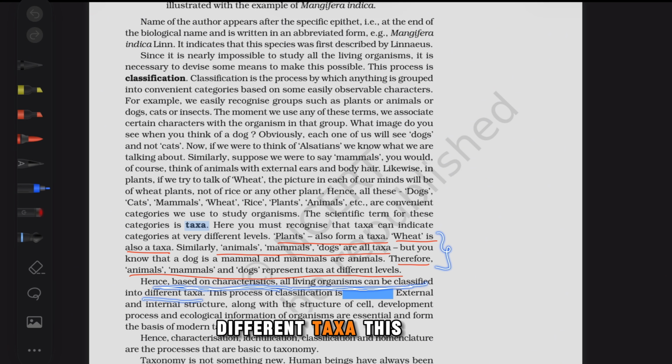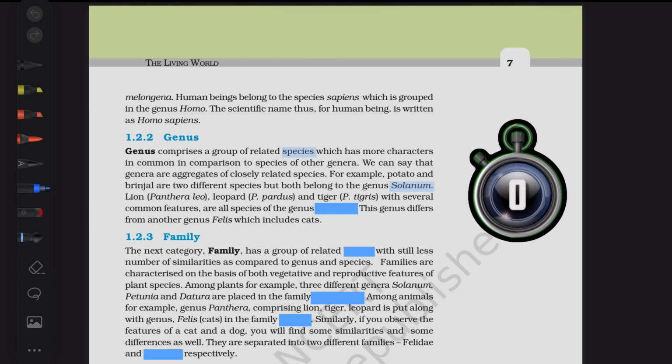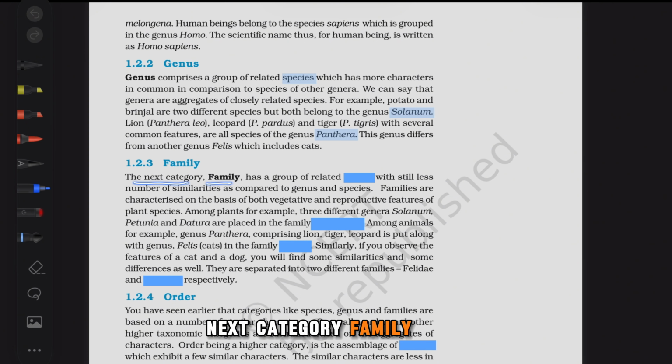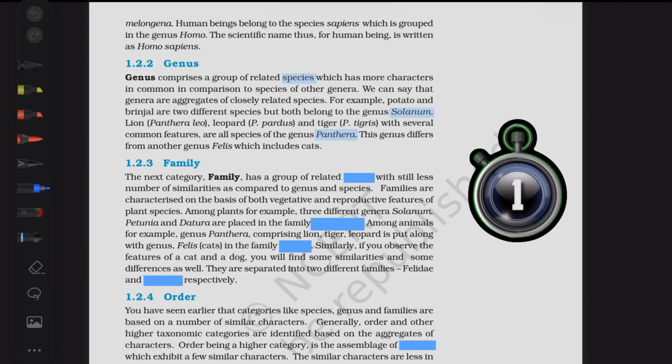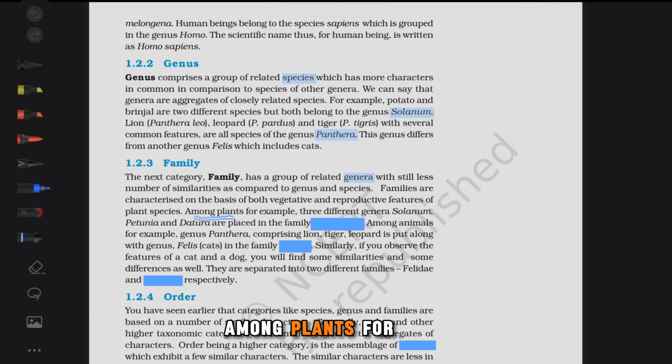Lion, leopard and tiger with several common features are all species of the genus. Right, Panthera. The next category, family, has a group of related. Right, genera. Among plants, for example, three different genera, Solanum, Petunia and Datura are placed in the family. Right, Solanaceae. Among animals, for example, genus Panthera comprising lion, tiger, leopard is put along with genus Felis in the family. Right, Felidae. Similarly, cat is put in the Felidae family, dog is put in which family?